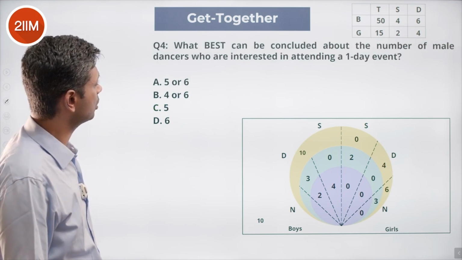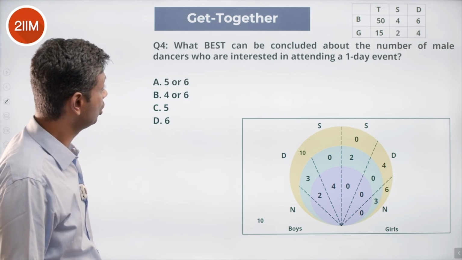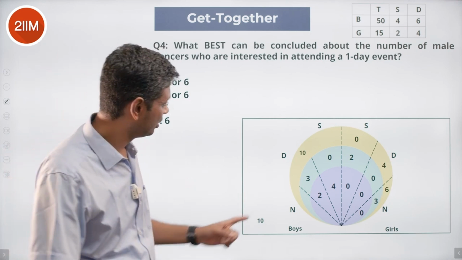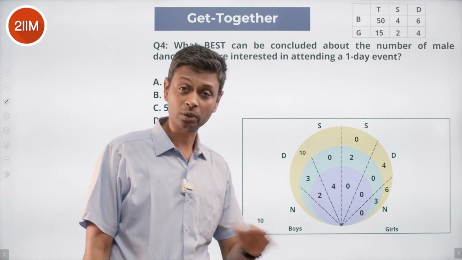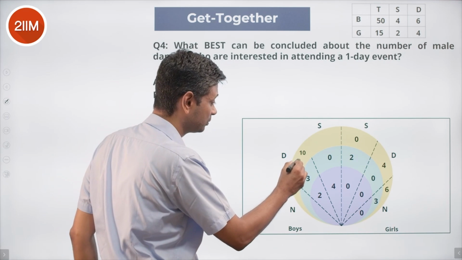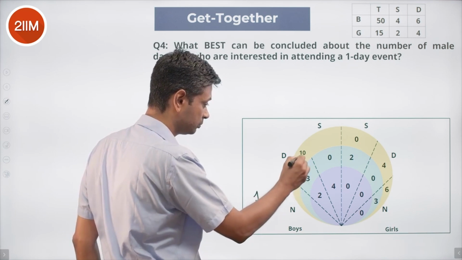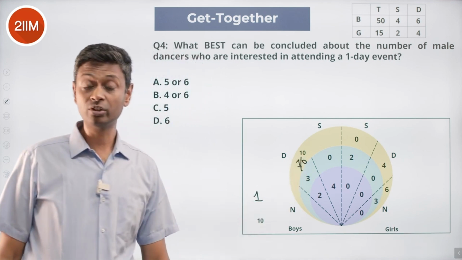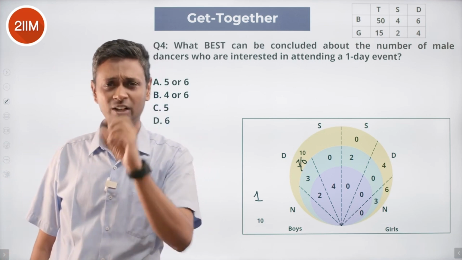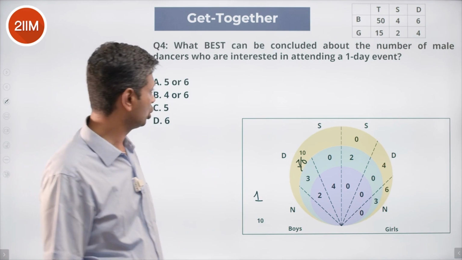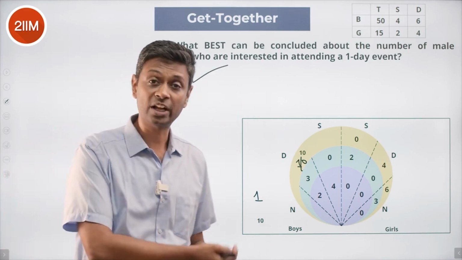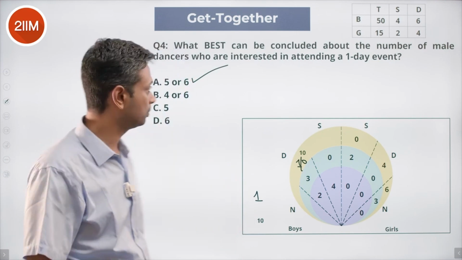What best can be concluded about the number of male dancers who are interested in attending a one-day event? Male dancers, 5 are there for sure. The 6th one, that missing one, could be here or could be outside. The number of dancers who are interested in attending a one-day event but not a 2-day event, that sliver, could be 0 or 1, or the total could be 5 or 6. We cannot say for sure that it has to be 5 or it has to be 6. 5 or 6, both are possible.